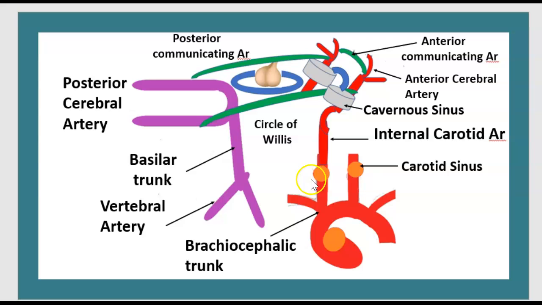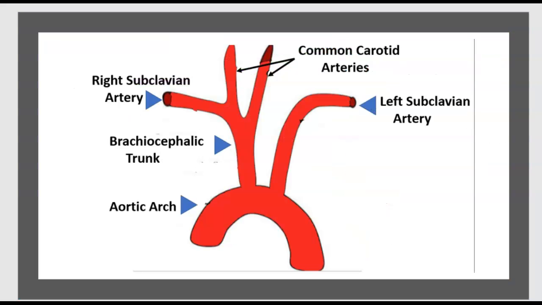Do you want to note that the carotid artery emerges from the brachiocephalic trunk? This diagram represents the arch of the aorta. The arch originates from the left ventricle of the heart. 2 large arteries emerge from this arch. First, the brachiocephalic trunk. This trunk gives rise to the right subclavian artery and the right common carotid artery. Second, the left subclavian artery.